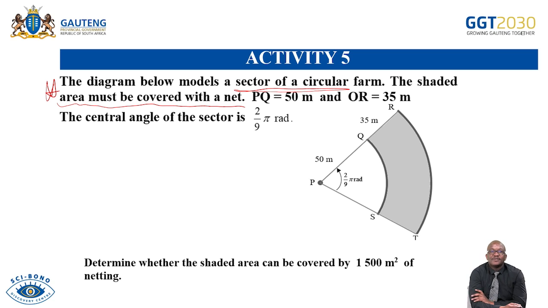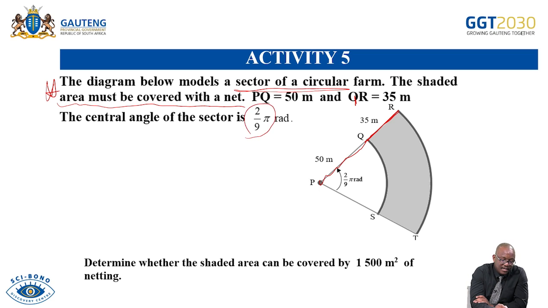The shaded area must be covered with a net. And now they are saying PQ is 50 meter, and QR, it's supposed to be QR, not OR. So your QR there is 35 meter. Then the central angle of a sector is 2/9 pi radians.